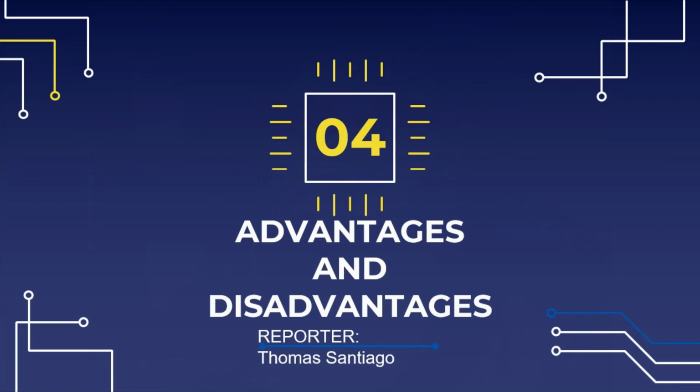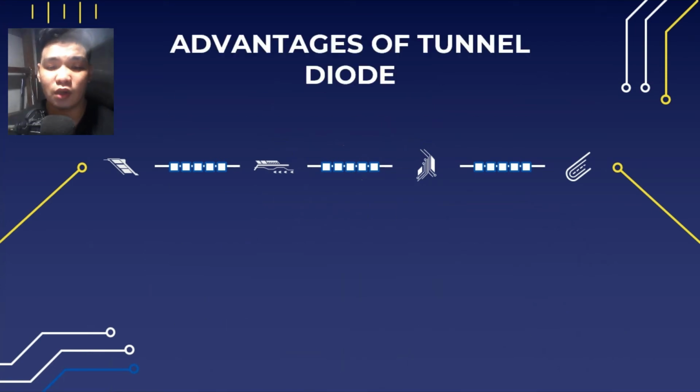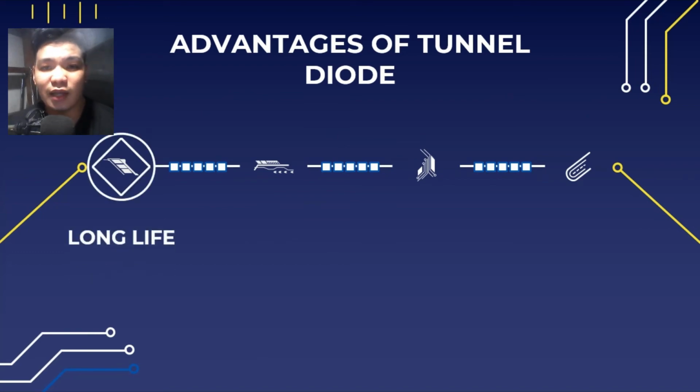Now we are talking about the advantages and the disadvantages of a tunnel diode. First, we are talking about the advantages of the tunnel diode. The tunnel diode has a long life. What do you mean by long life? Unlike other diodes that can break easily when constantly used, the tunnel diode you can use for a very long time even if you use it continuously.